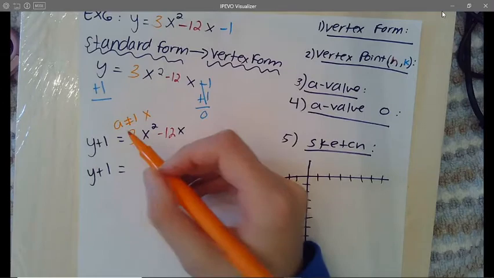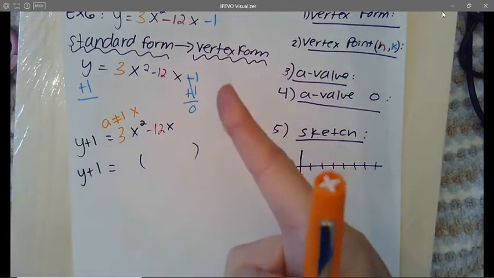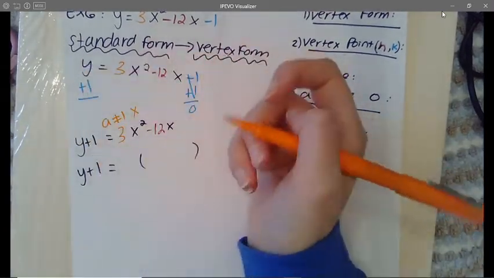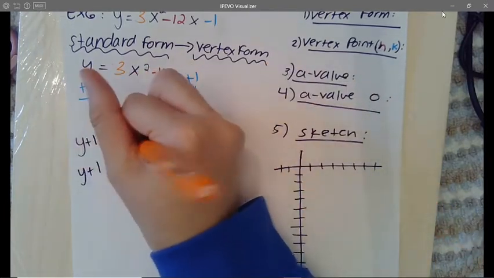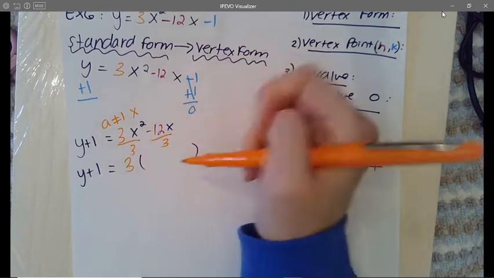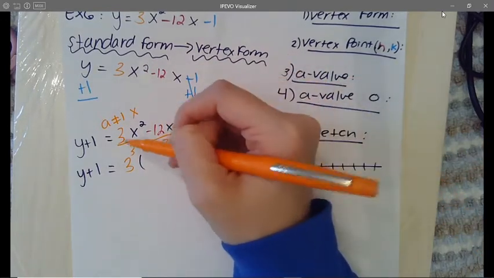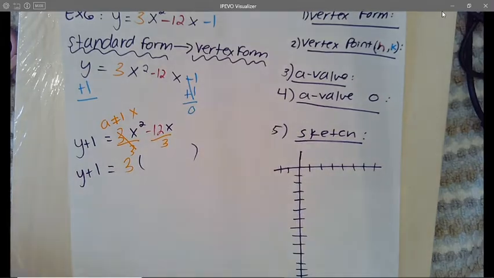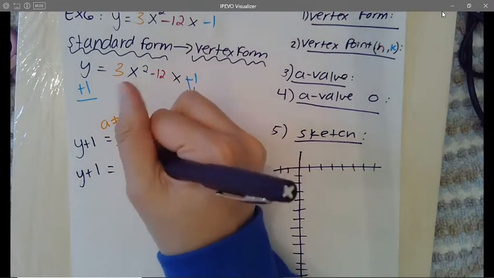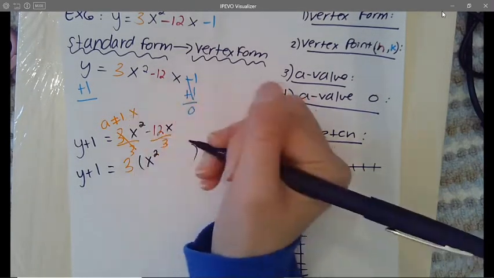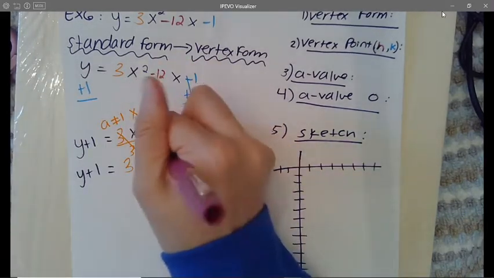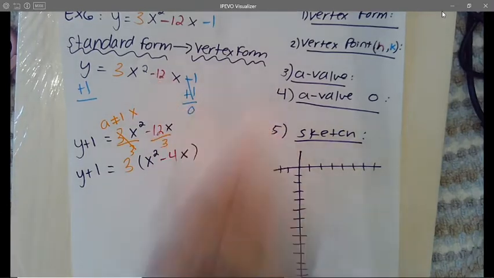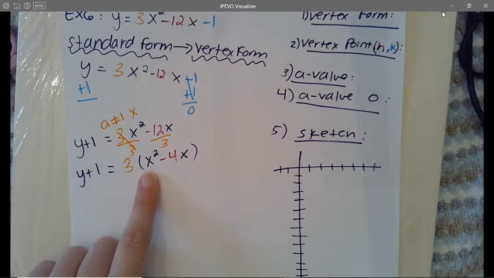Remember, the way that we can transform 3 into 1 is by dividing it by 3 or factoring it out. So I'm going to write 3 in the front, and I'm going to divide 3 into both of my terms and write what's left over in here. 3 divided by 3 cancels and turns to 1, so now I am left with an x squared. -12x divided by 3 is -4x. Okay, so now my a value is 1.